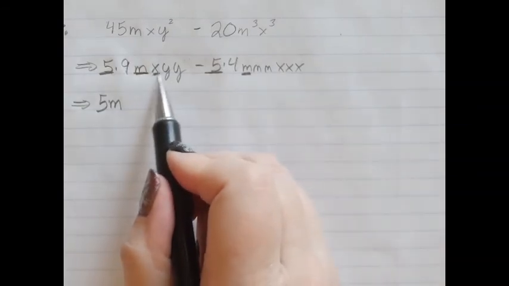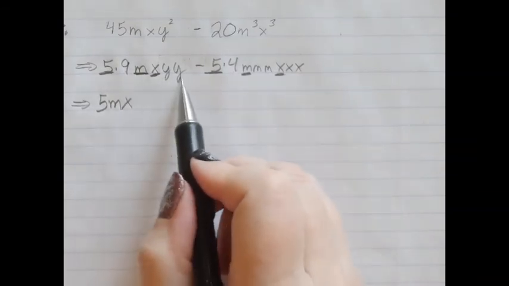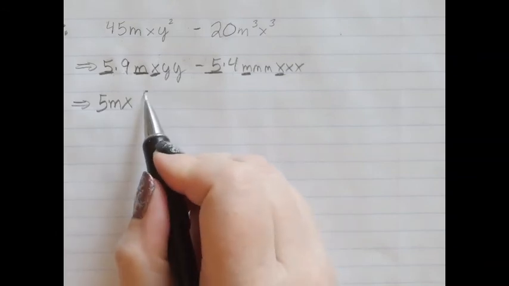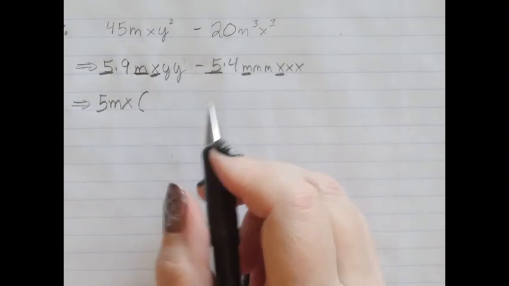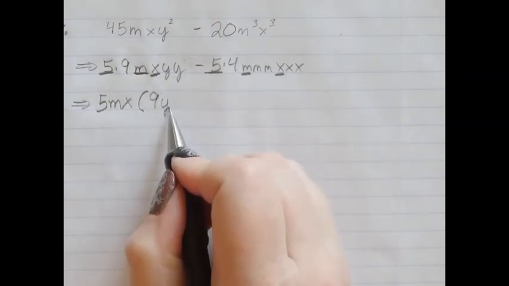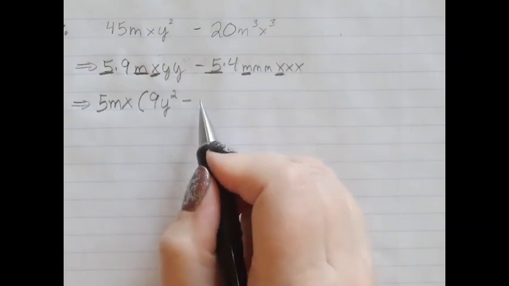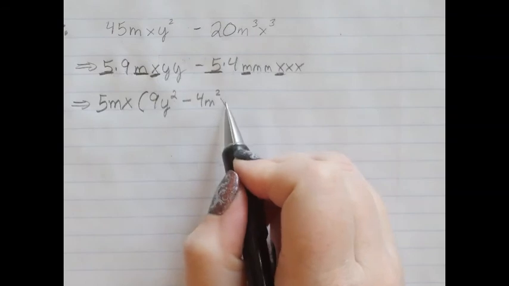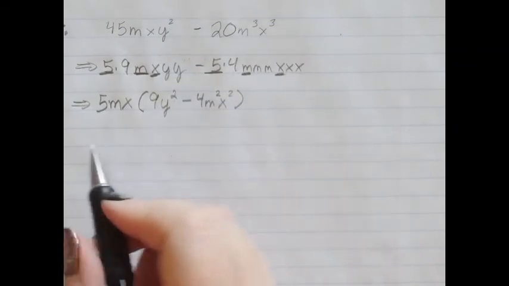This has an x. This also has an x. I'm going to pull out an x. These have y's. This one does not. So we are done with our GCF. I'm going to rewrite in parentheses what is not underlined. I have 9y to the power of 2, because this is y repeated twice, minus 4. M is repeated twice, and x is repeated twice. The 4 and the 9 do not have powers of 2.